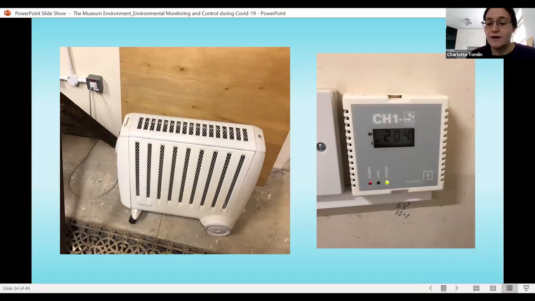Ideally, heating in a museum setting would be controlled by a humidistat rather than a thermostat, so the heating can be activated by high RH levels and deactivated by low RH levels. Humidistats can be integrated with existing heating systems or be installed with freestanding electric heaters, which can be seen in the pictures.